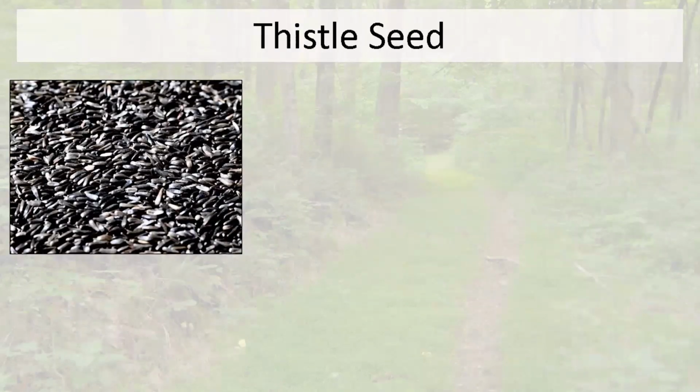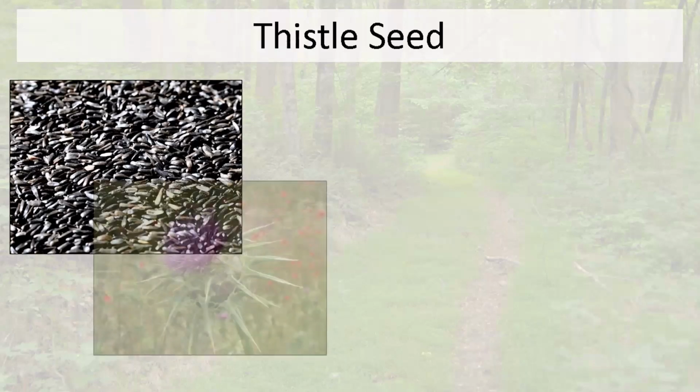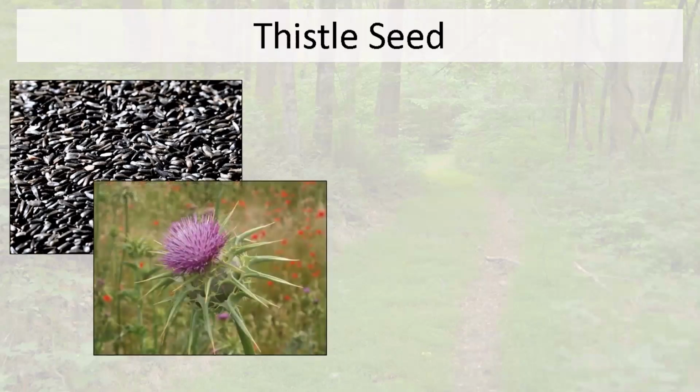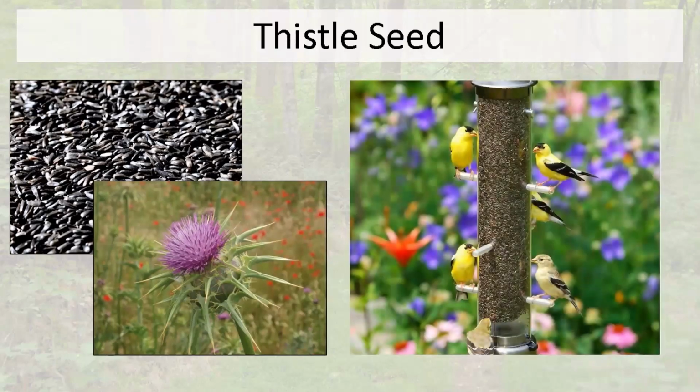Next up is thistle seed. These are really tiny little black seeds that are probably one of the more expensive seeds you can buy, but they're really nice because for some species of birds, mostly small finches, they're just absolutely like crack for these birds. And they are indeed the seed of a thistle plant. And one species that just absolutely goes bonkers for them is the American goldfinch.